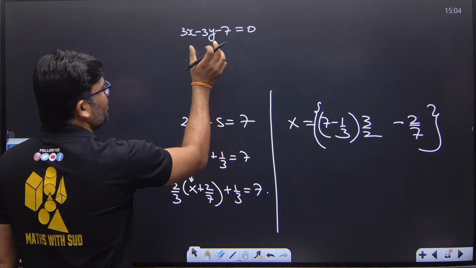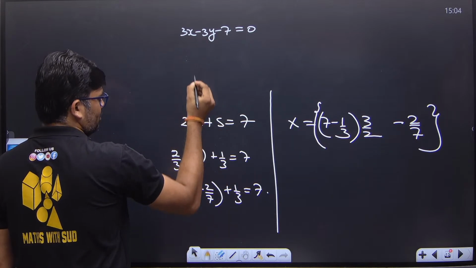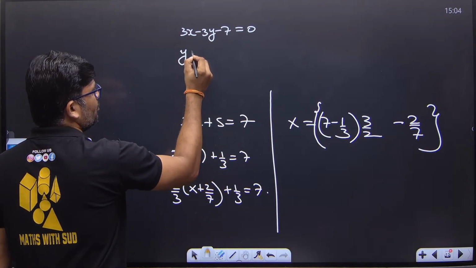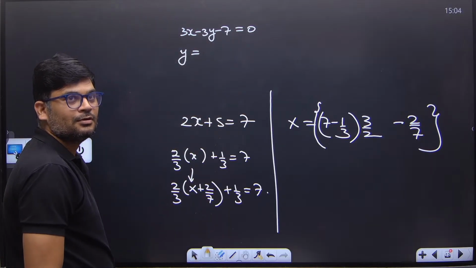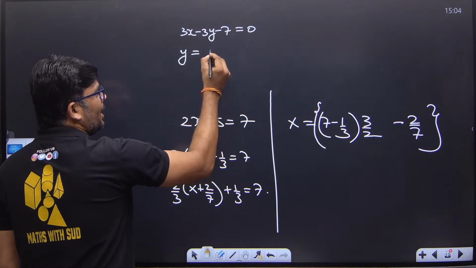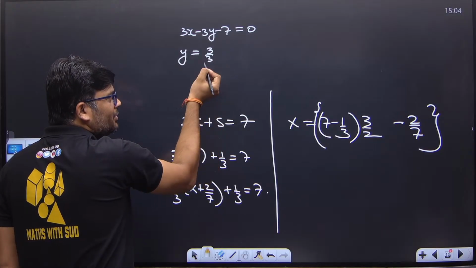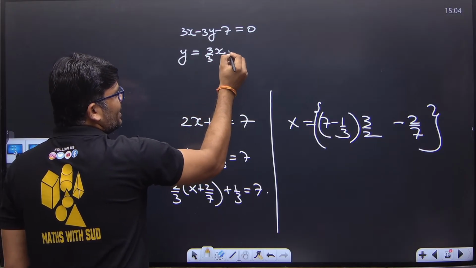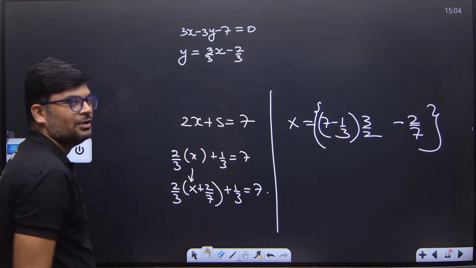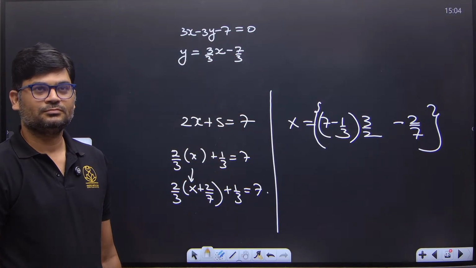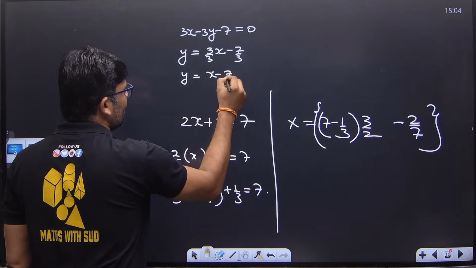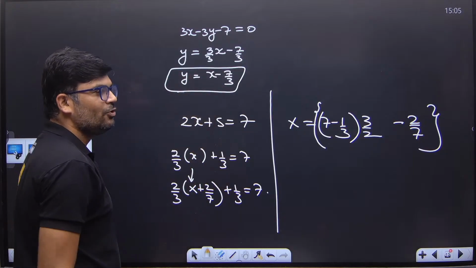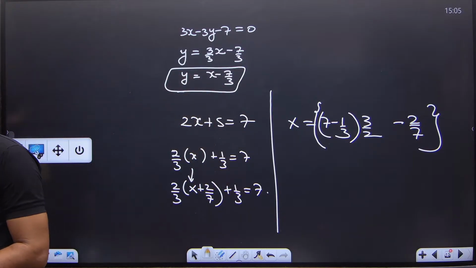So if I want to take out 5y from here, see what I'm going to do. I will take 3y on the other side and I will write 3 by, and bring 3 below this. So 3 by 3 times x minus 7 by 3. Are you getting it? In the next step, we can write y is equal to x minus 7 by 3. Can you tell me what is the gradient of this? 1. Wonderful. It's so easy.